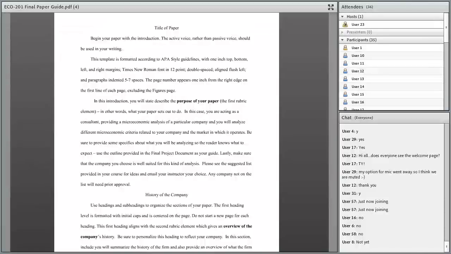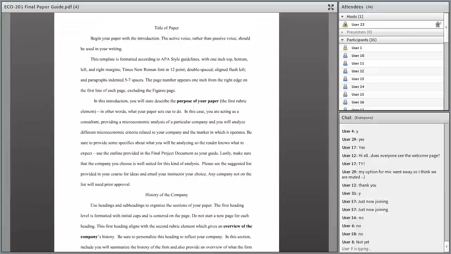Then your first paper, this is the introduction where it says title of paper. Some students write introduction, some don't. It's up to you. That is your decision. But you begin the paper with the introduction. The recommendation is to use the active voice, not the passive voice. So you're using yourself, you're the consultant for the firm. And so your active voice would be I can, being yourself as first person.